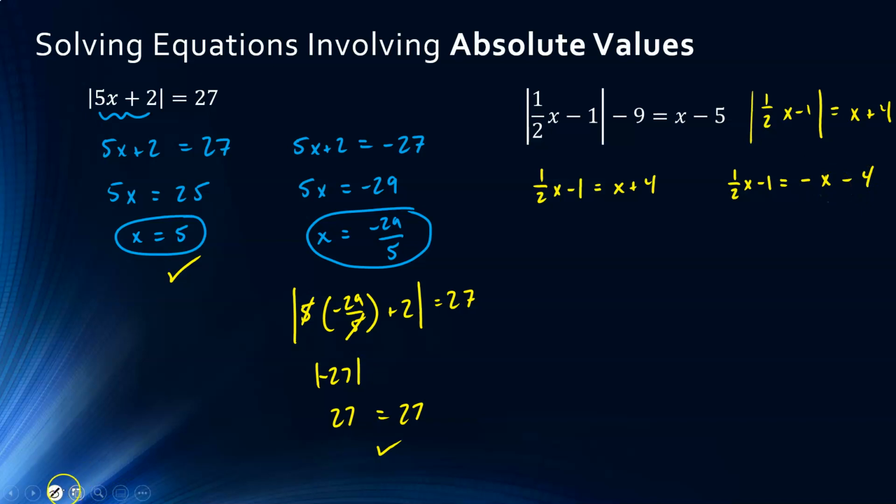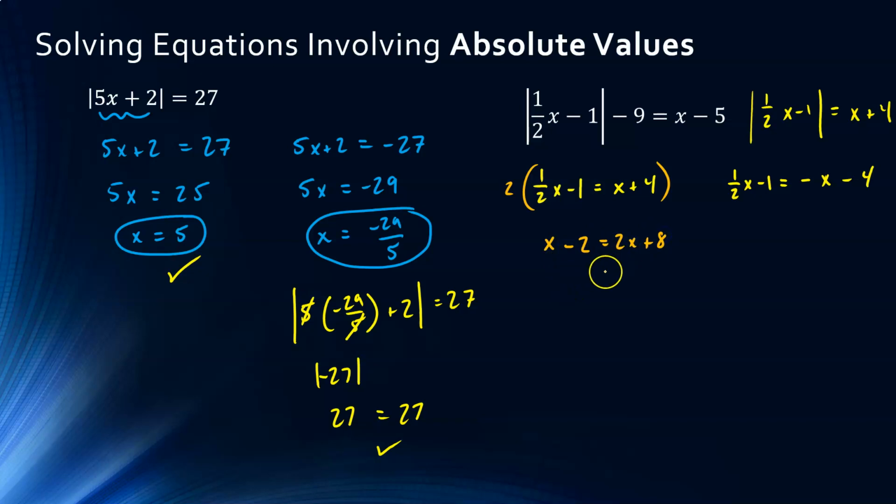So now I'm going to solve both of these as two separate equations. So the first one, I'm going to multiply everything by 2. I'm going to clear out the fraction. Even though there's only one fraction, I'm going to multiply everything by 2 just so I can get rid of the fraction. So 2 times 1/2 would just be 1, so I'd have 1x, or just x. Distribute the 2 through now, so x minus 2 equals 2x plus 8.